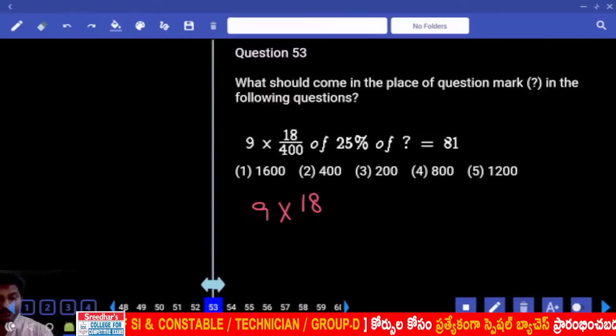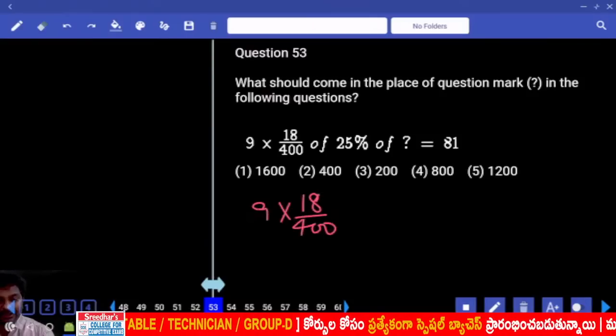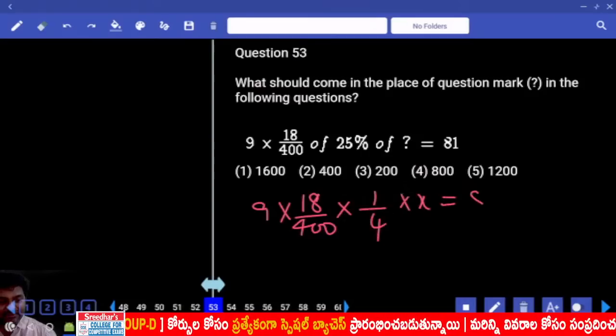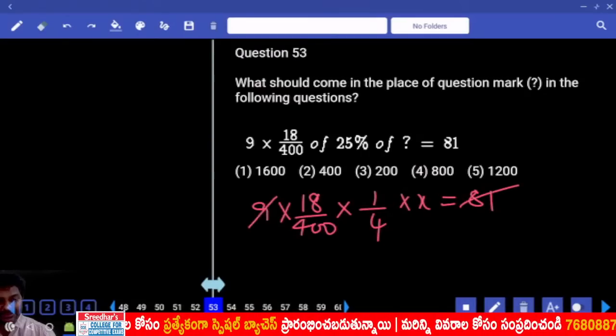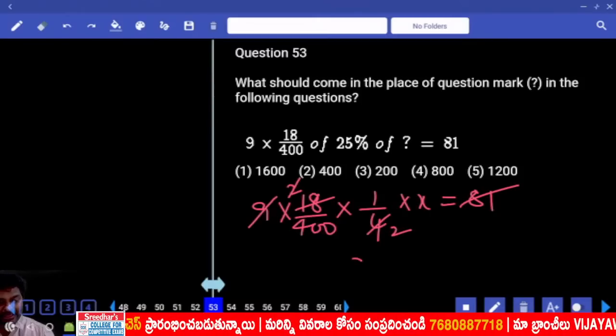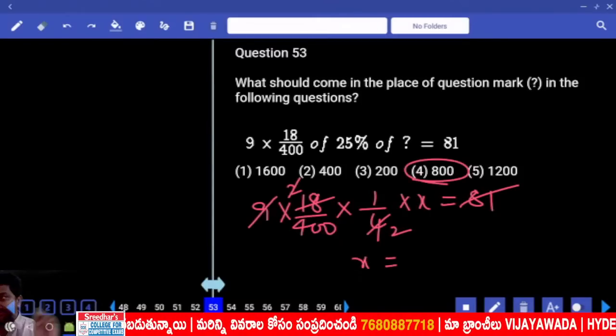Nine into 18 by 400 into 25%. 1 by 4 into x is equal to 9 how many times? 9 how many times? 2. x is equal to 800.